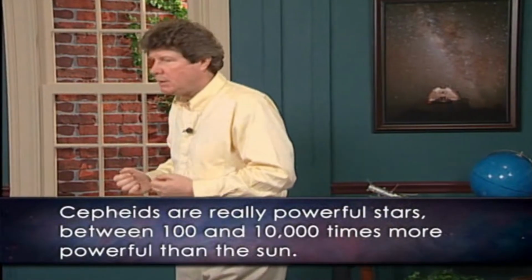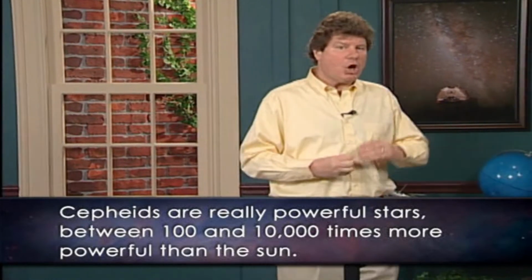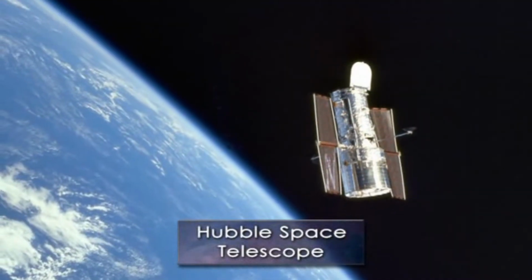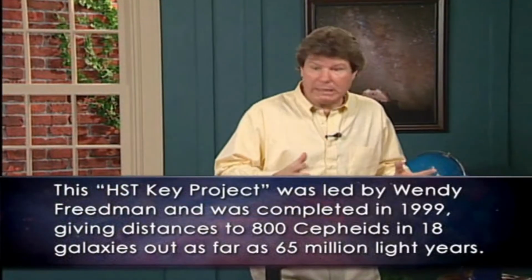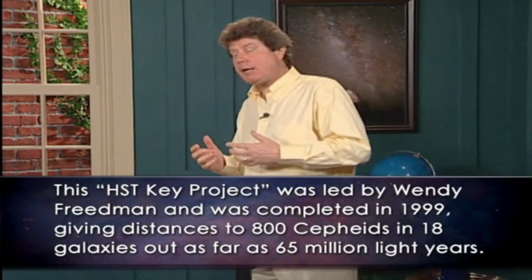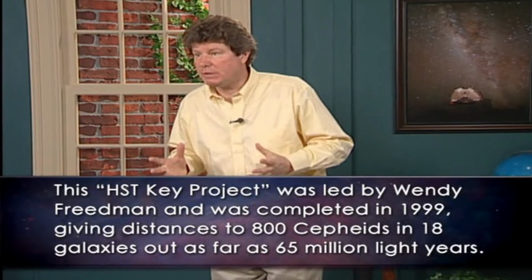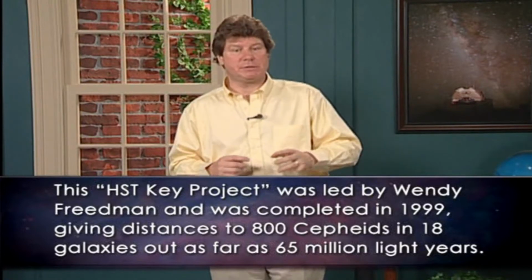You see, fortunately, Cepheids are really powerful stars, between 100 and 10,000 times more powerful than the Sun. So they can be seen quite far away as individual stars in nearby galaxies. This was, in fact, one of the primary tasks of the Hubble Space Telescope, to find Cepheids in other galaxies and measure their distances. This HST Key Project, as it was called, was led by Wendy Freedman and was completed in 1999, giving distances to 800 Cepheids in 18 galaxies out as far away as 65 million light years.